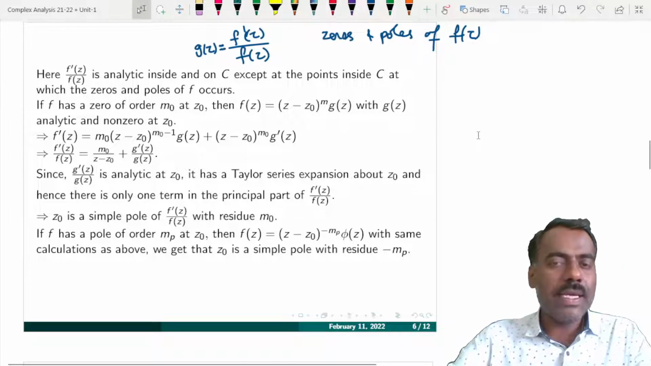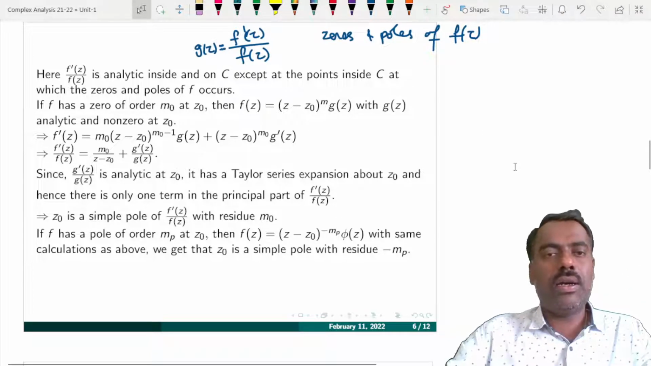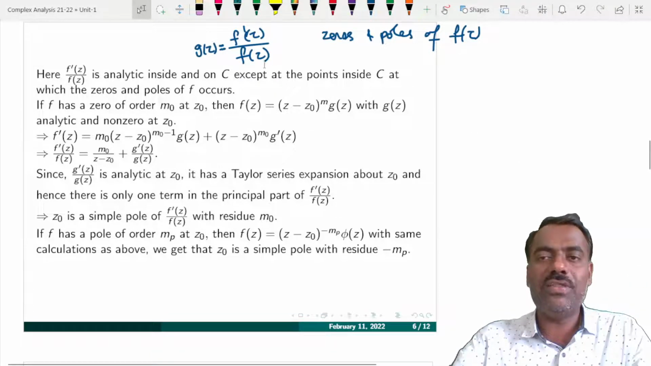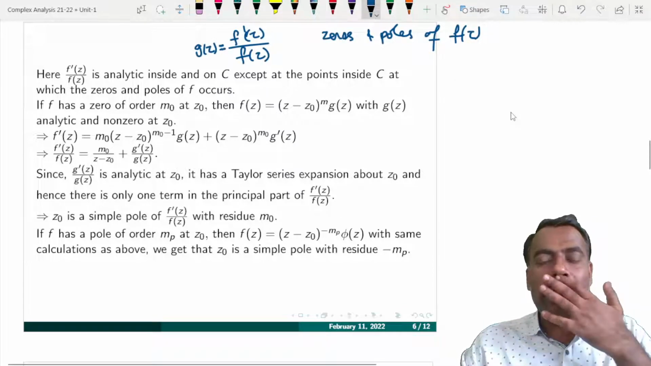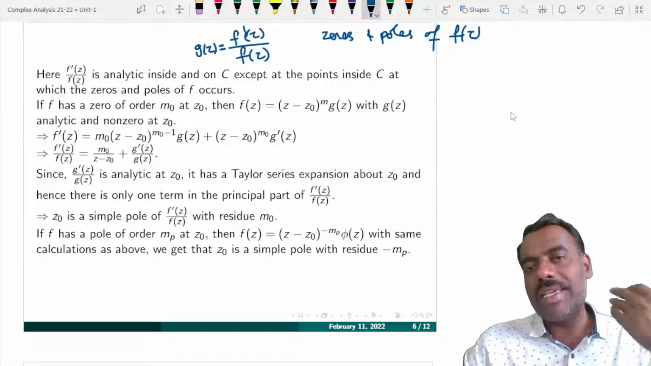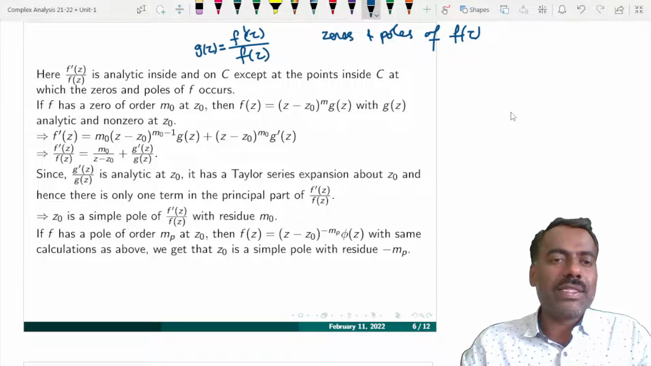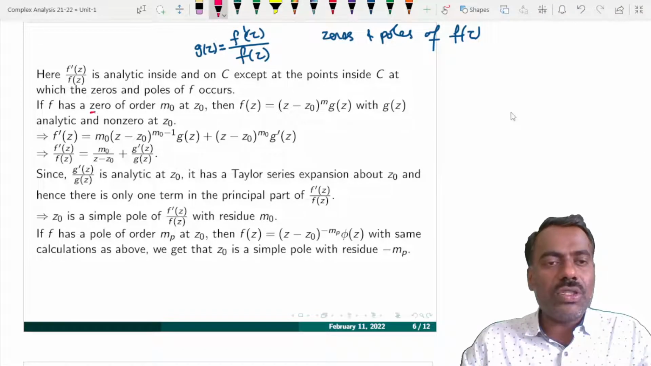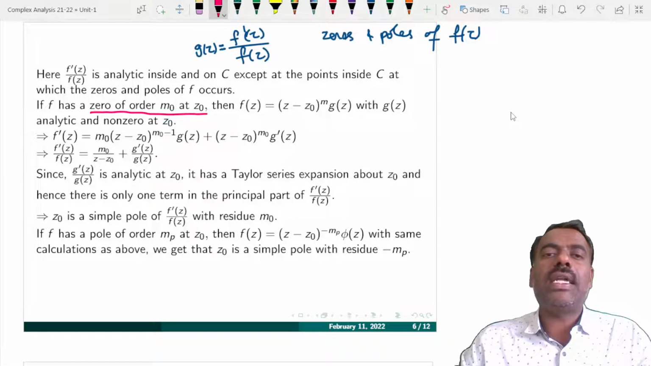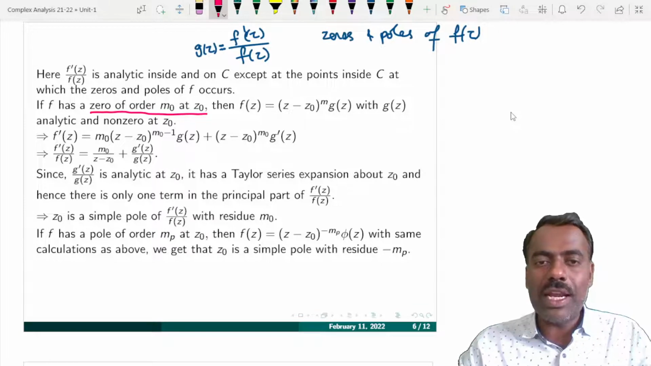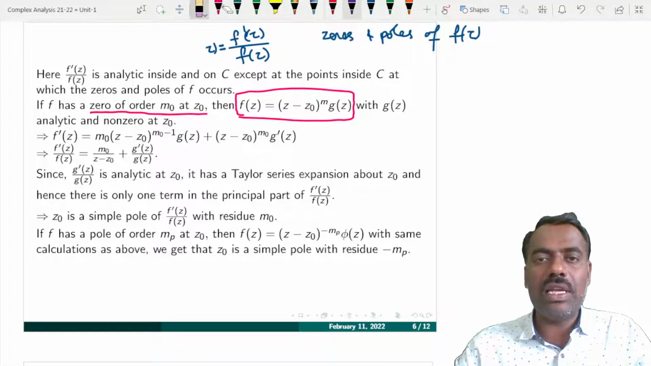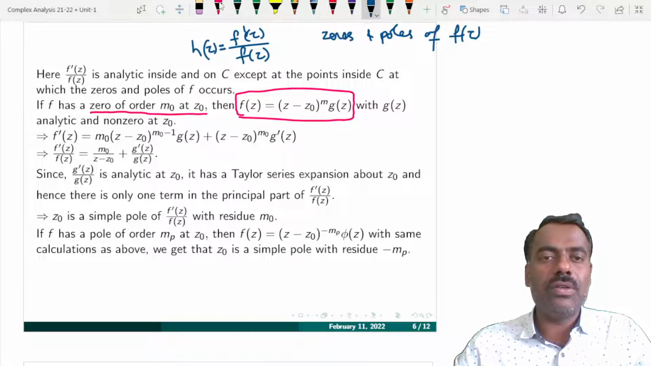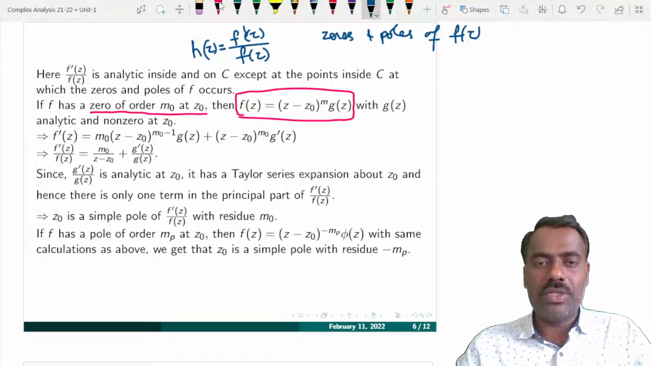So we can apply the residue theorem to calculate the integration of g of z, which is the integration of f dash of z by f of z, right? Now we'll see, if something is a zero and if something is a pole, what values we get. Suppose we assume that f of z has a zero of order m naught at z naught. Then we know already we can write f of z as what? Because we are using that, don't confuse. So let's take this as some h of z. I hope we have not used h of z here.